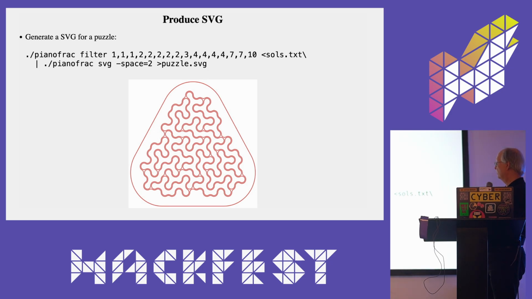If you have found one line and you want to see how it looks, you can use this command, and that will result in an SVG file. And if you open that in the browser, it will look like this. I've used here the spaces is 2, and that will result in some distance between the pieces. And I will later explain why this is important.